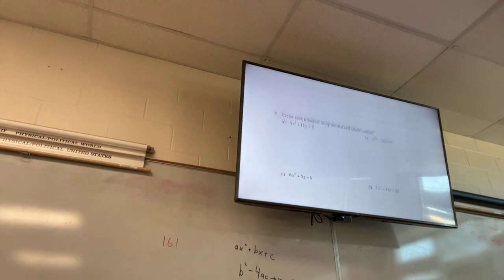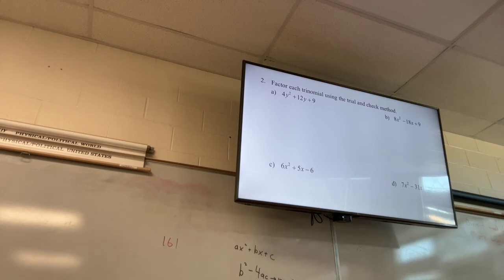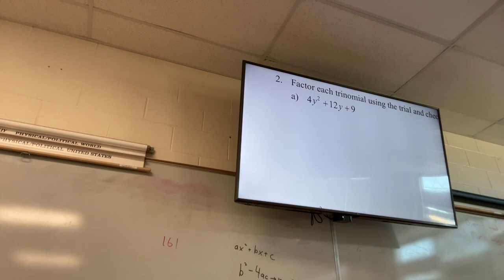Factor each trinomial using the trial and check method. Whew. All right, brings back some memories I tried to block out of my mind. That's okay. All right, let's do Chris Collister.